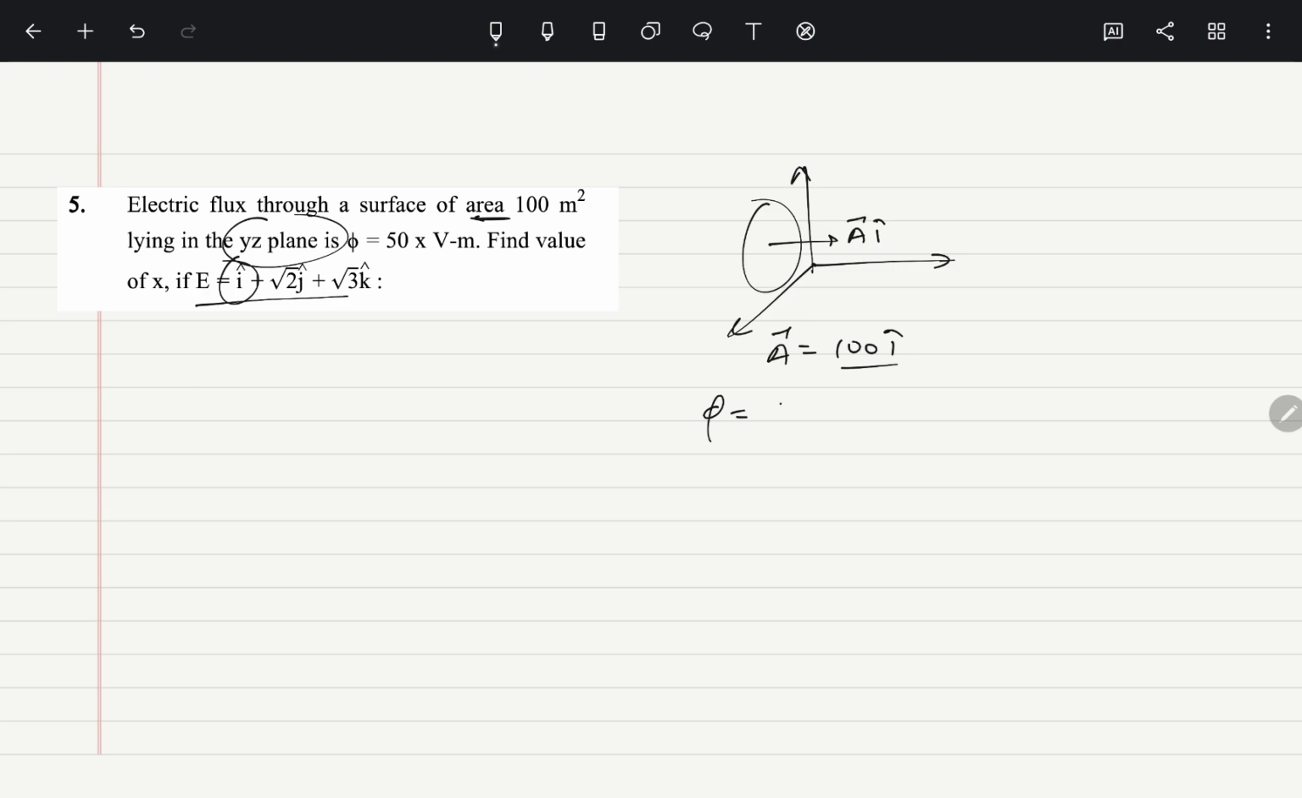So the flux through this is 100 into 1, where 1 is the electric field in the i cap direction. That makes it 100 only, so 100 Newton meter square by Coulomb. Now if we compare with 50x, that means the x value is 2.